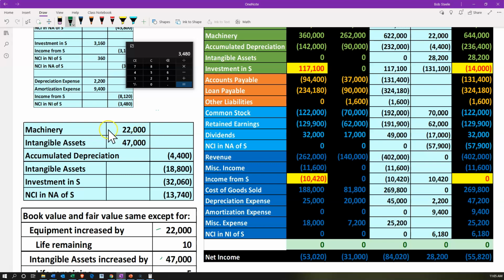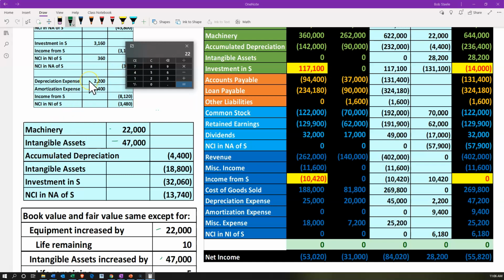So we're just going to simply debit the machinery, which is going to be the depreciable assets, and debit the intangible assets for the 47. And then the other side of that, we're also going to record at this point in time the related depreciation expense and amortization. So it's been 2 years now. We calculated depreciation for the current year last time up here. So these two were calculated for 1 year, but it's been 2 years.